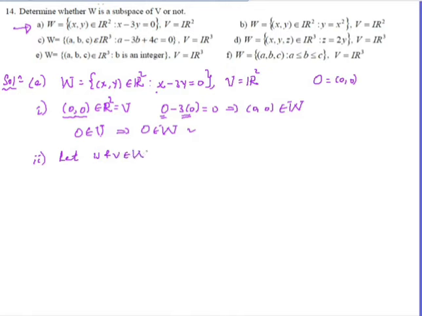V are an element of W. Okay የW አባል ለመሆን እነዚህ u እና v order pairs መሆን አለባቸው: a1, b1 and v is a2, b2. At the same time the first entry minus 3 times the second entry 0 መሆን አለበት. Okay u እና v የW አባል ከሆኑ ይሄን መስጠት አለበት. እዚህ ጋር a2 minus 3 times the second entry 0 መስጠት አለበት. Okay ይሄንን satisfy ያደርጋል ማለት ነው.